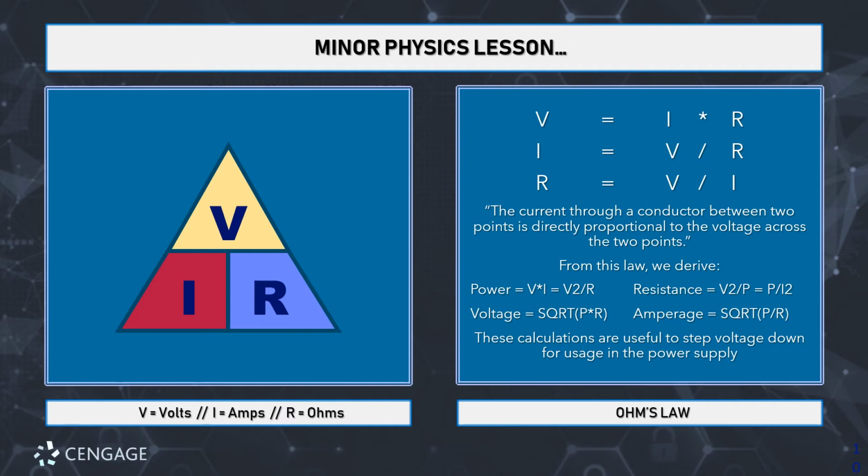I apologize for the lack of superscript on the V squared that should be there for power. Same thing for resistance: V squared over P, or P over I squared for resistance. Voltage is equal to the square root of P times R, and amperage is equal to the square root of P over R. Now, why do we need to know this stuff? We're not electrical engineers in this particular class.